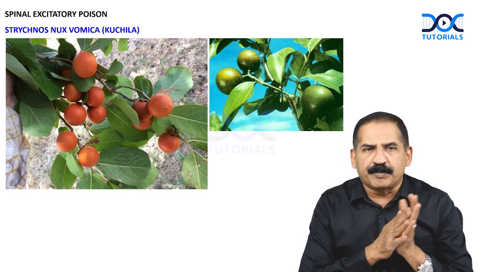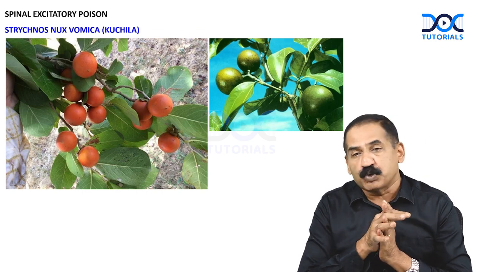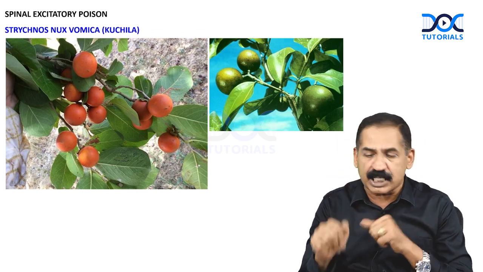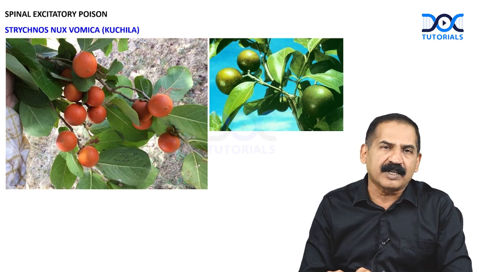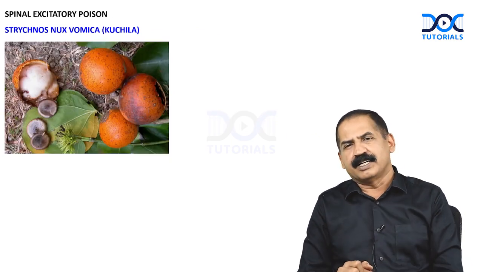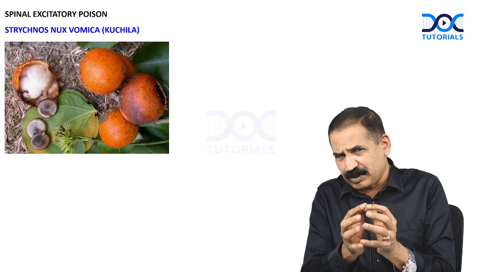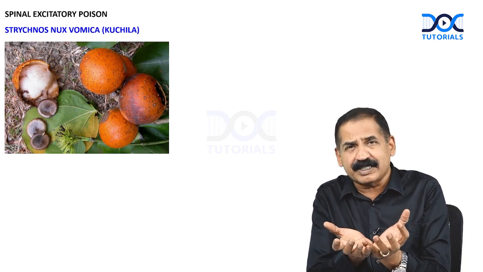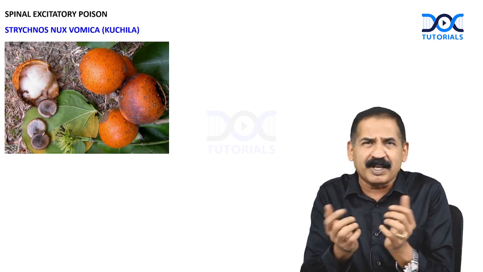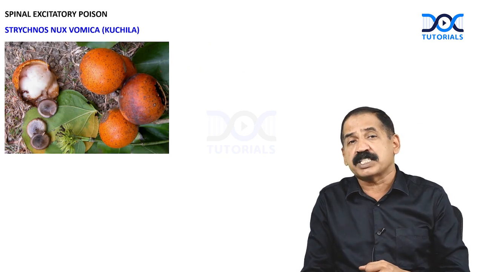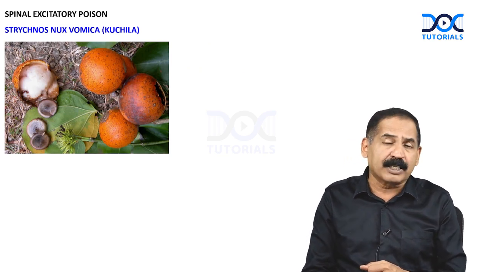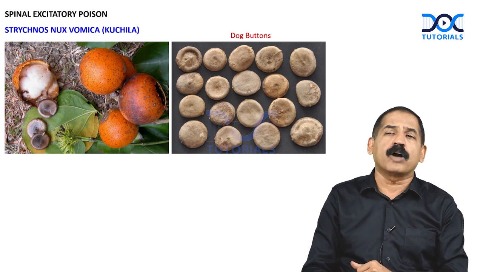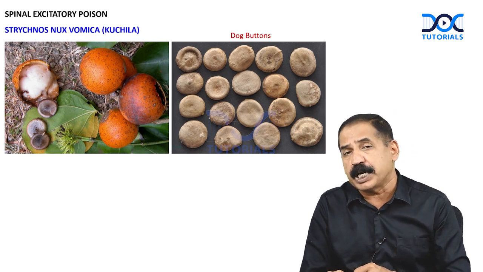Spinal excitatory poison, Strychnos nux vomica. In Hindi, it is known as kuchila. Here, it has some orange colored fruit. Once you open it, you see the pulp. Inside the pulp, there will be a few seeds known as Strychnos nux vomica seeds, popularly known as dog buttons. Dog buttons because it was used to kill stray dogs.